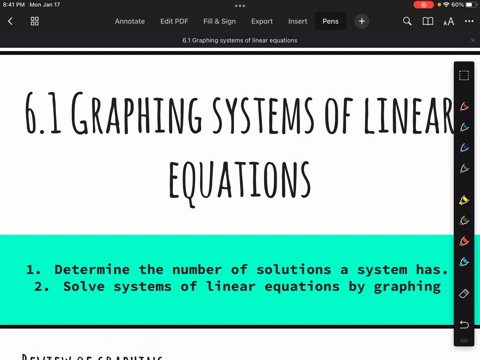So for 6.1, we're going to be graphing these. We're going to be basically graphing lines on the same coordinate plane, and we're going to be looking for places of intersection. That's the big idea. Where do two lines intersect? All right, so 6.1, that's what we're going to focus on.